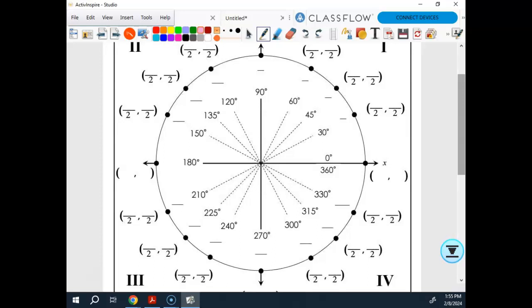Do you need to know these three in the first quadrant? Yes, and I think we do. I don't think that's a problem. And I'm not going to ask you for the cosine of 210. Nobody's going to ask you for that stuff.